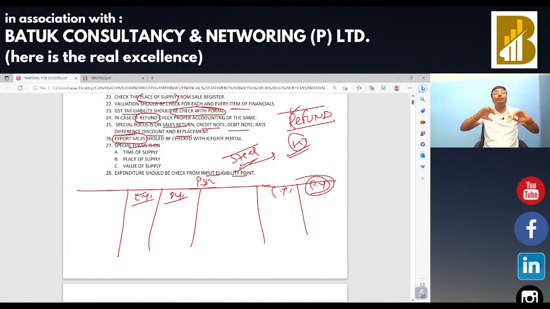Suppose when you are going to check the fixed asset chart, there is a building, there is furniture and fixtures, there is any electronic fitting, internal electronic fitting.